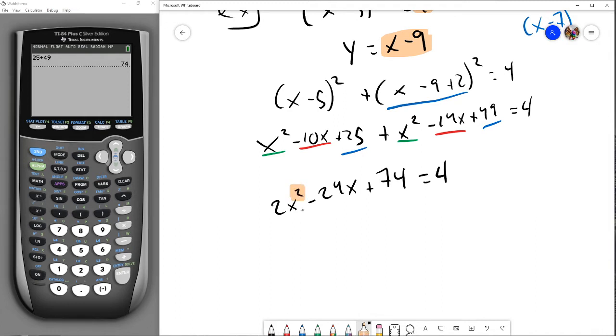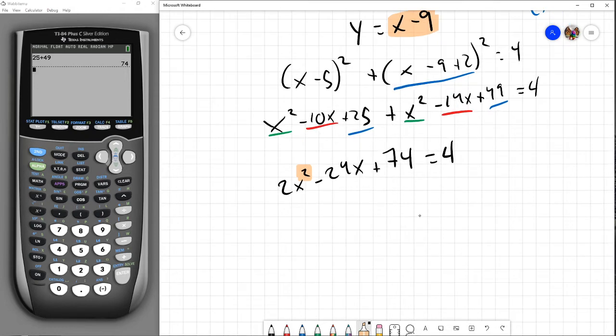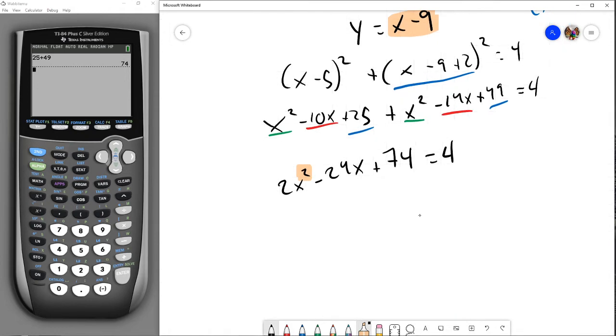That means it's a quadratic equation. And we want to subtract this 4 over. So I am going to subtract 4 from both sides. So we get 2x squared minus 24x plus 70 is equal to 0.